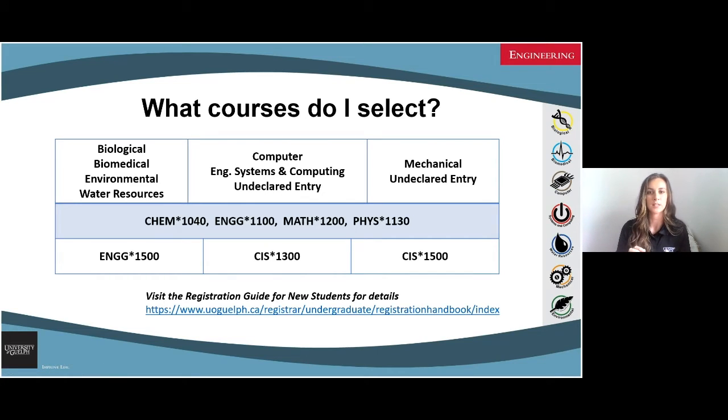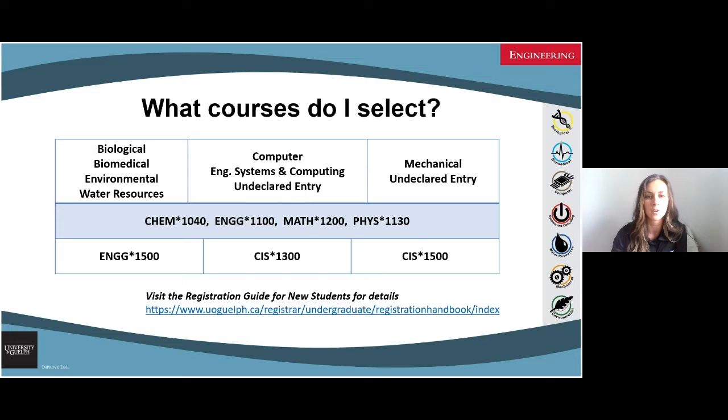So the difference between CIS 1300 and CIS 1500: 1300 is more geared to computer engineering students. It's a bit of a higher level, a bit more advanced. It deals with the C language, whereas CIS 1500 deals with Python. So if you're in undeclared engineering and you think that you're leaning a little bit more towards computer engineering or ES&C, select CIS 1300. It's the prerequisite to the future computer courses, so you're going to want that one over CIS 1500. Any of the other streams, pick CIS 1500.